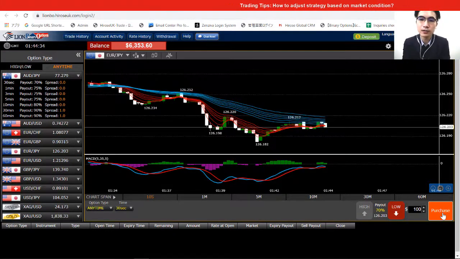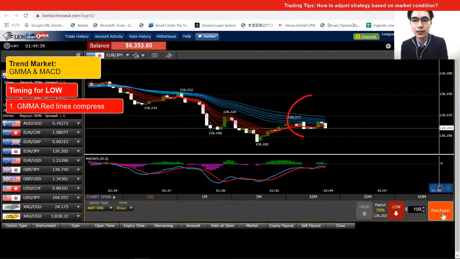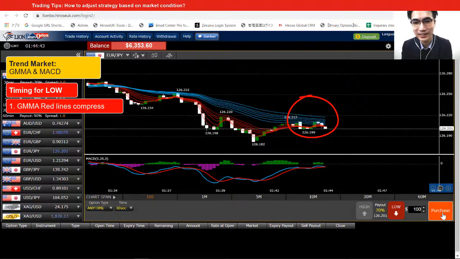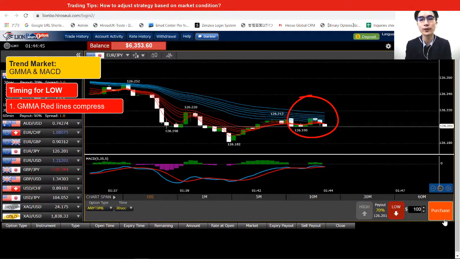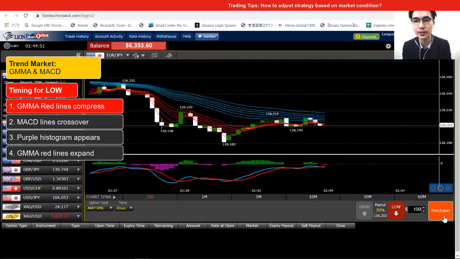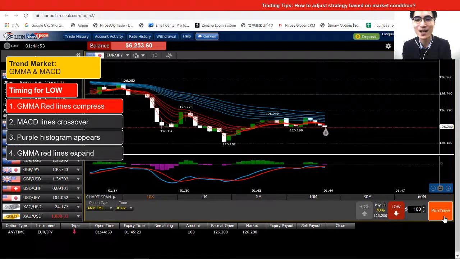So okay, so well, now I see that the red lines are below the blue lines, and it's now compressing. So all I'm waiting for here is for it to expand, and then if the MACD crossover and gives me a purple histogram, and now I will trade.